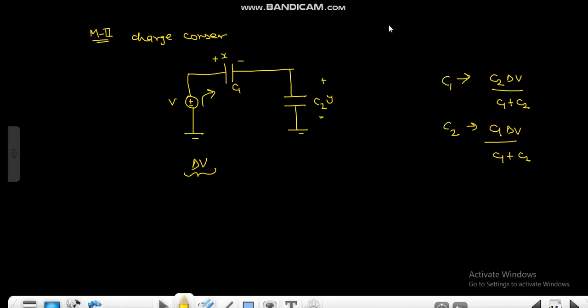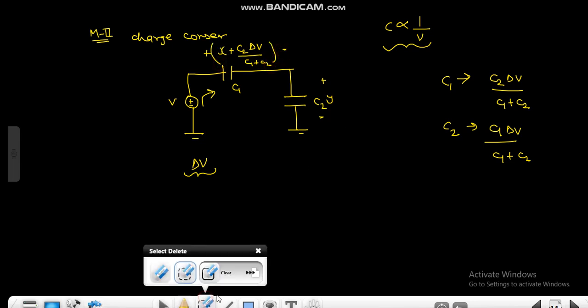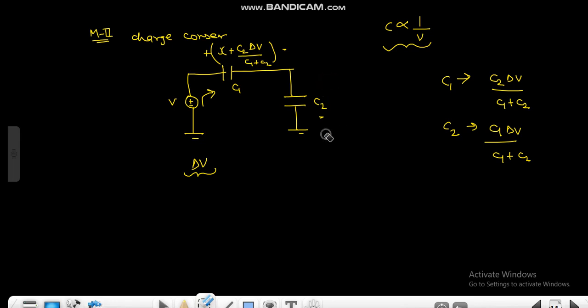And for C2, we will have C1 into delta V upon C1 plus C2. Why? Because I have already explained C is proportional to 1 by V. So in the inverse proportion, we have divided the voltage. So at C1, what will be the total voltage now, after reaching the steady state? X plus C2 into delta V upon C1 plus C2. Okay, and at C2 it would be Y plus C1 delta V upon C1 plus C2.